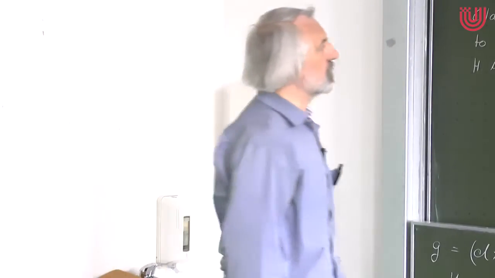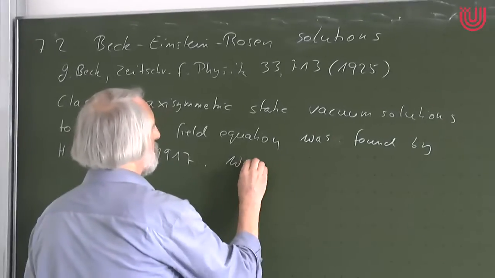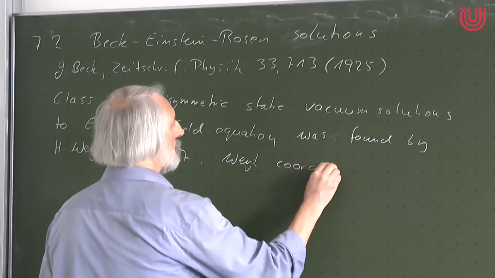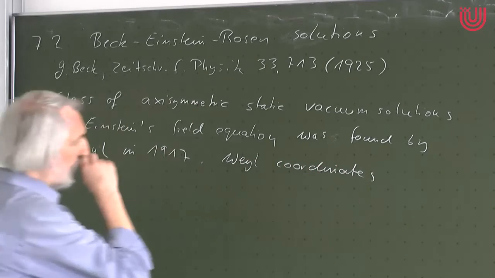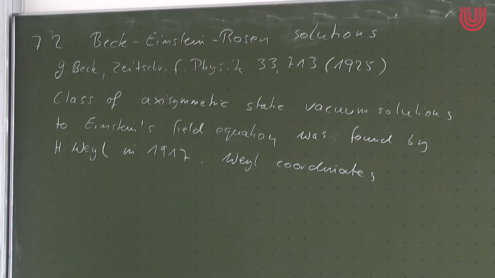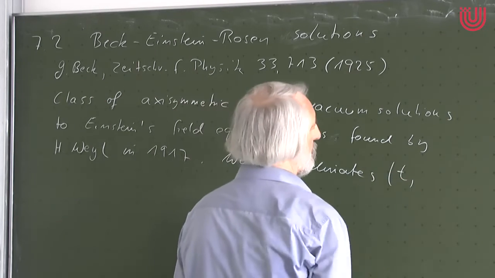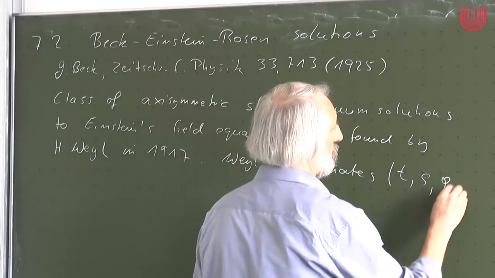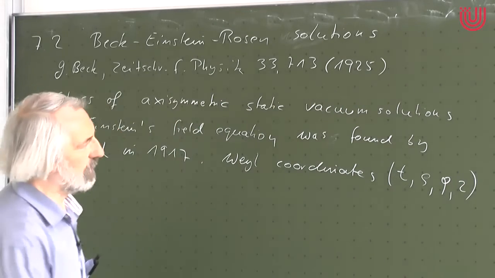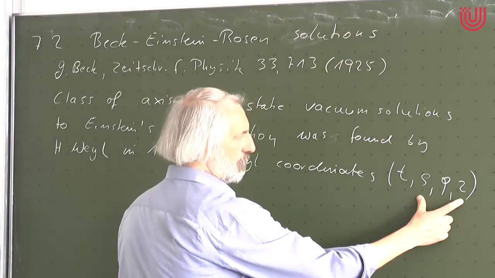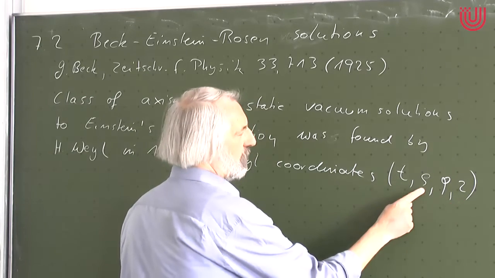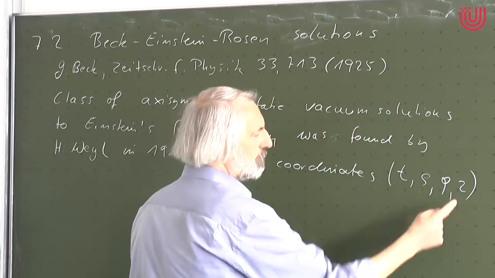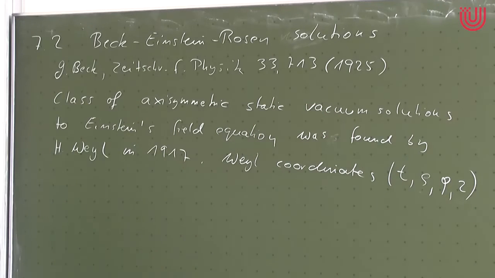So what is an axisymmetric static solution? We had Weyl coordinates. These are called Weyl canonical coordinates, the coordinates in which these solutions are written. So this is a time coordinate, a cylindrical radius coordinate, an angle coordinate, and the z coordinate. So these are cylindrical polars. Rho is the distance from the z-axis, phi is the usual azimuthal angle, and z is the z coordinate as we always consider. And what does axisymmetric and static mean?